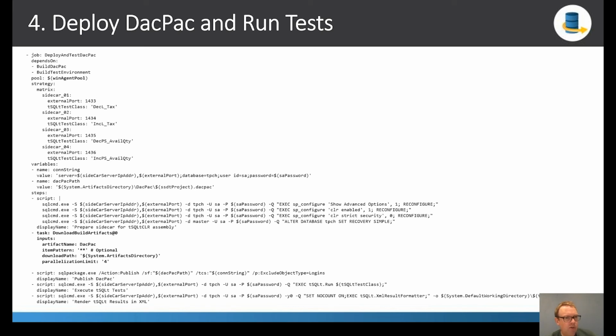Okay, so we've got parallelism here again. This time around, what we're doing is we're enabling CLR for each containerized SQL Server instance, because T-SQL-T uses this. Okay, we're running a unique test class for each containerized instance. Okay, and then what we're doing is we're publishing our results to an XML file, and we're ultimately in the next job.